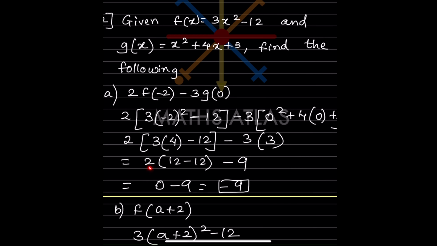So now 2 as it is. 12 minus 12 is 0. So 2 into 0 is going to be 0. So this is 0, and this minus 9. So the answer is minus 9.